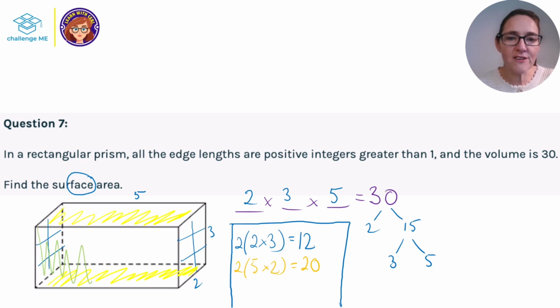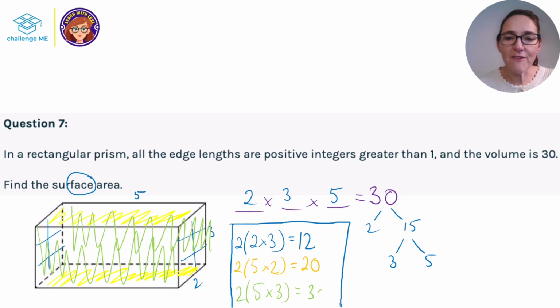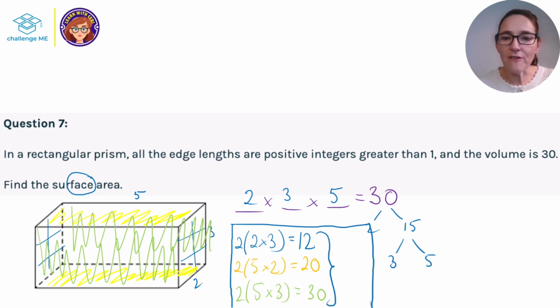So the front and the back are both 5 by 3s, so we've got 5 by 3, 15, and 2 of those, so we've got a total surface area of 30. And if we add all 3 of those together, then we have got a total of 62 centimetres squared, and that's our total surface area, guys.